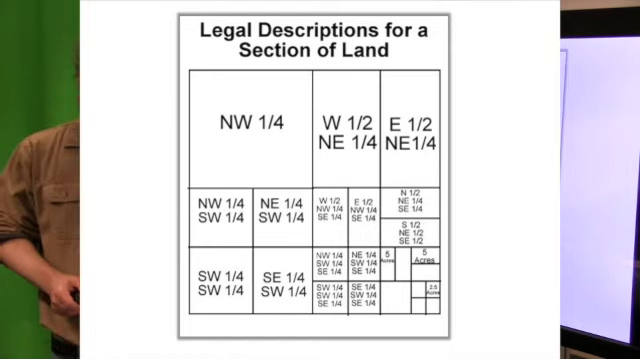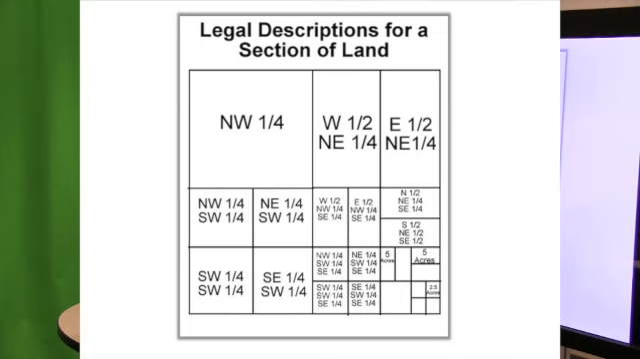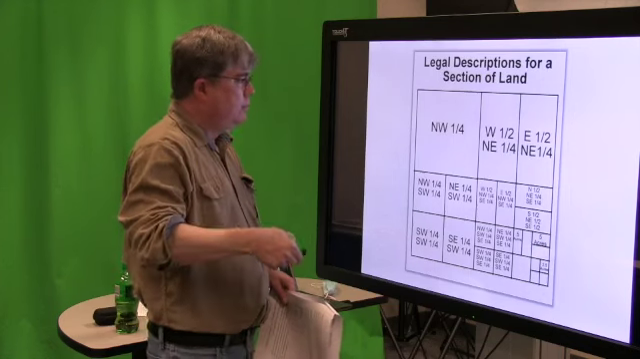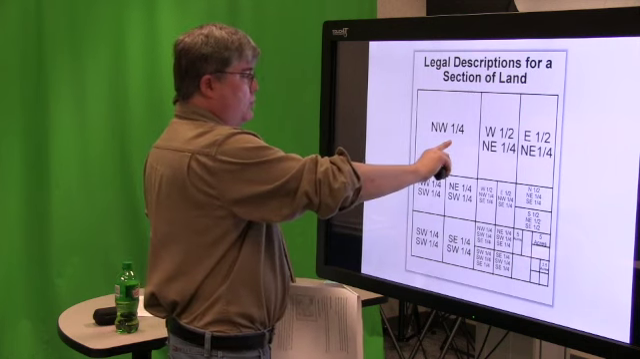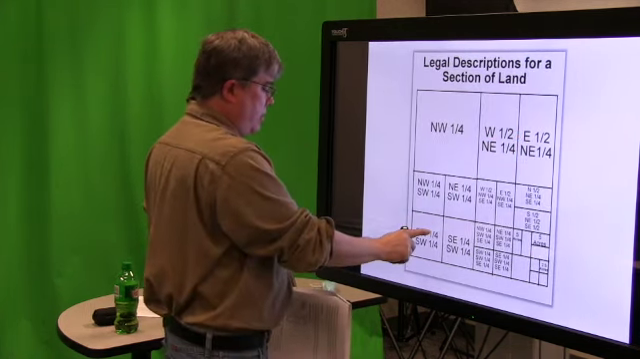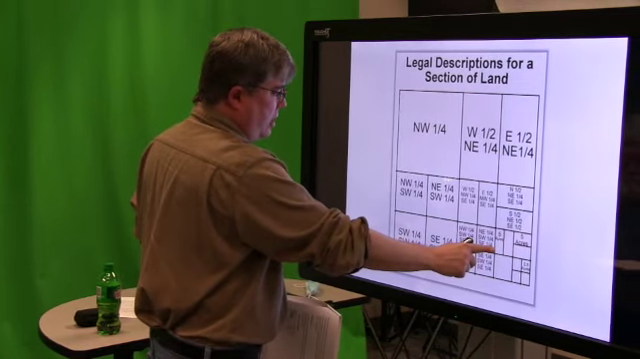But there's a nomenclature, a way of describing them. So, let's see if I can get the order to work again. Nope. This would be the northwest quarter. This would be the northeast quarter. This would be the southwest quarter. This would be the southeast quarter.